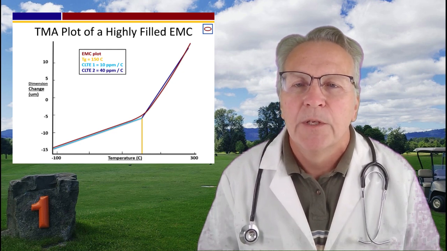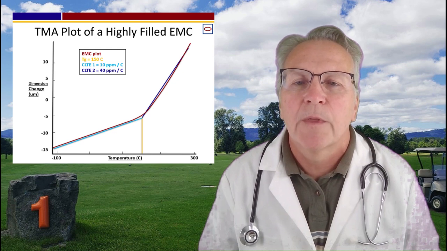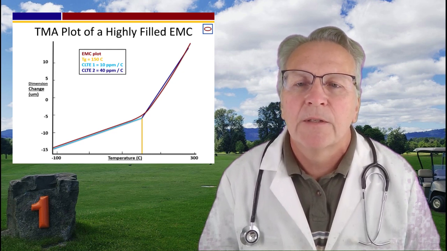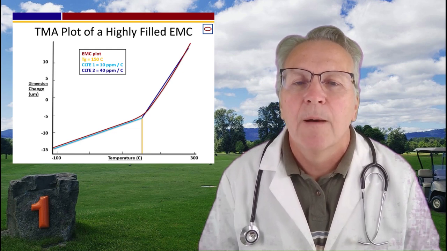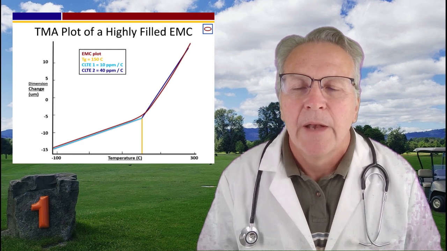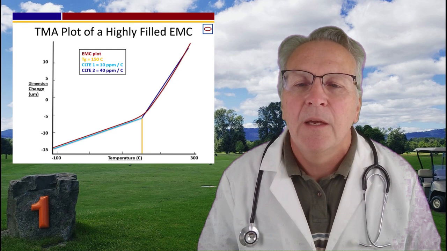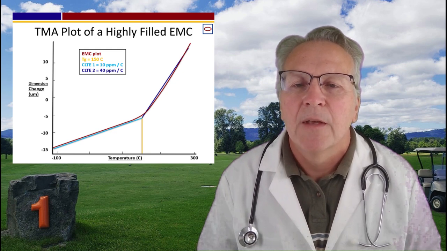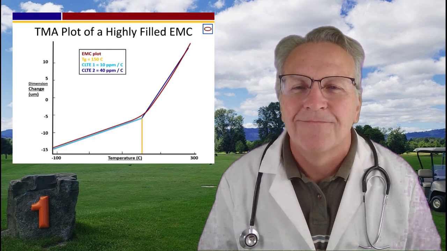Above Tg, which is the orange vertical line, the plot shows a slope increase as shown with the dark blue line, and the CLTE above Tg is calculated at 40 ppm per degree C, again by knowing the test sample length and the change in length from the corresponding test temperature range. Now we know TMA evaluates polymer expansion with heat and determines Tg and the CLTEs above and below Tg.